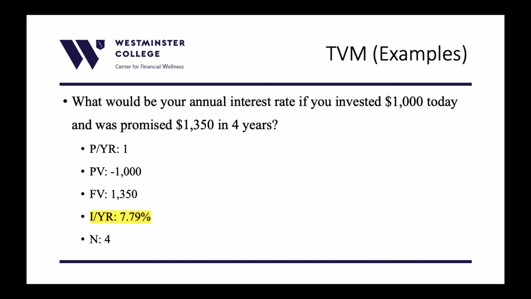What would be your annual interest rate if you invested $1,000 today and were promised $1,350 in 4 years? Because you're still looking at annual interest rate, leave your PYR at 1. You're investing $1,000, so that's negative $1,000 present value. Future value is the value you were promised, that $1,350, N for 4 years, and click IYR to see that your annual interest rate is approximately 8%, at 7.79%.